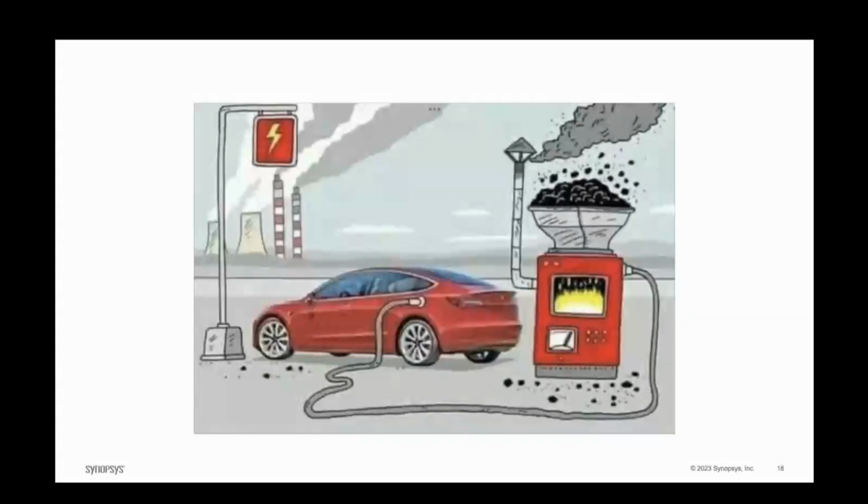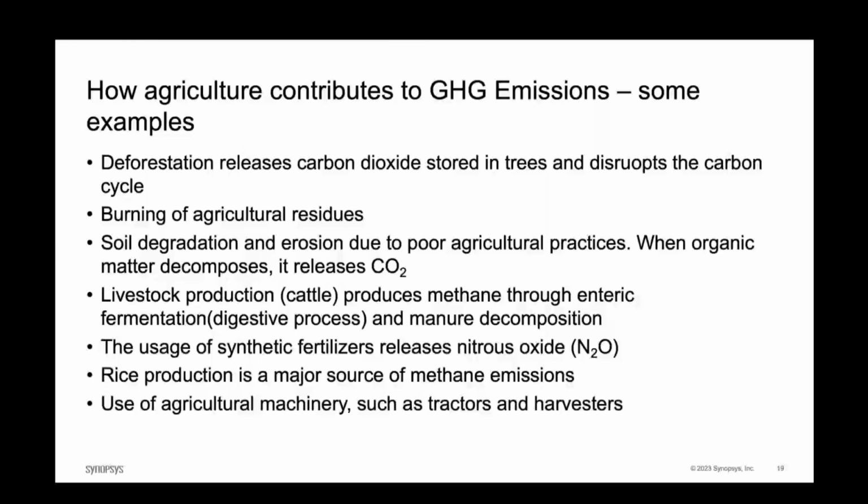So we need to be sure that we are addressing all the green energy. So how does agriculture contribute to the emissions? We have deforestation, which releases carbon dioxide stored in trees and disrupts the carbon cycle. We have the burning of agricultural residues, which is very important, and small farmers are normally burning everything. Soil degradation and erosion due to poor agricultural practices.